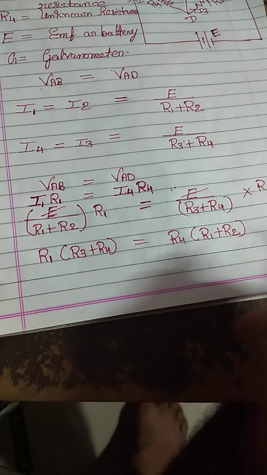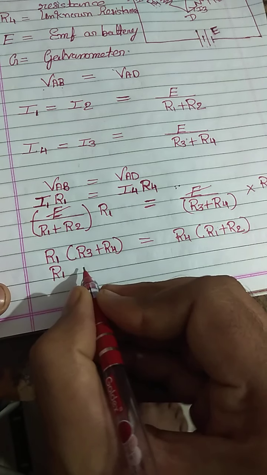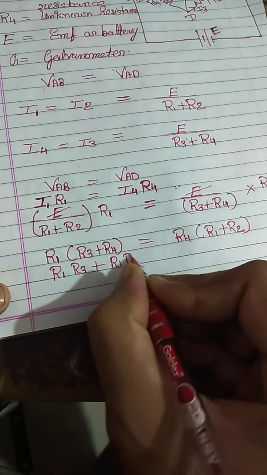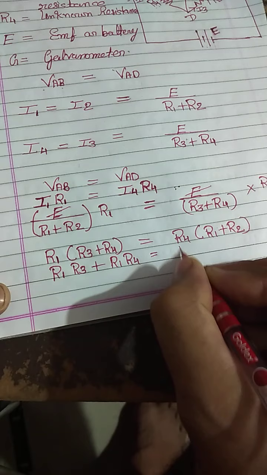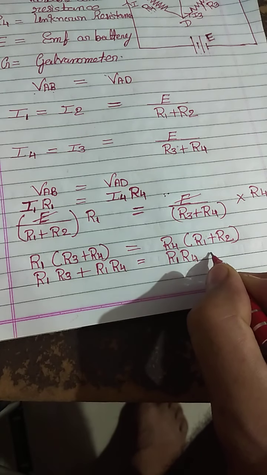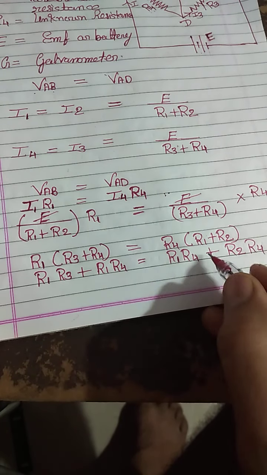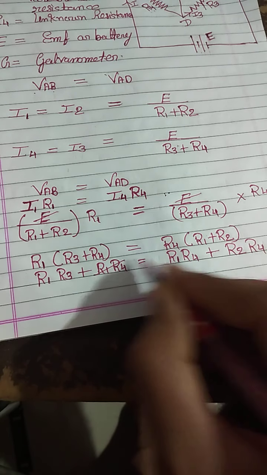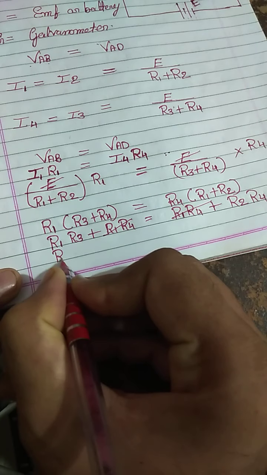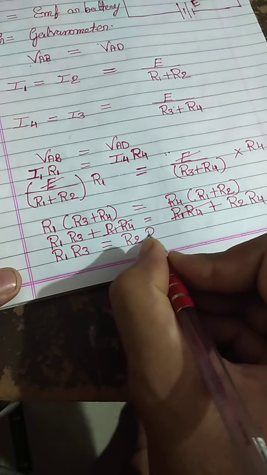Now you have to simplify it. That can be written as R1 R3 plus R1 R4 equals R1 R4 plus R2 R4. The R1 R4 terms on both sides will be cancelled. Now there will just be remaining R1 R3 equals R2 R4.